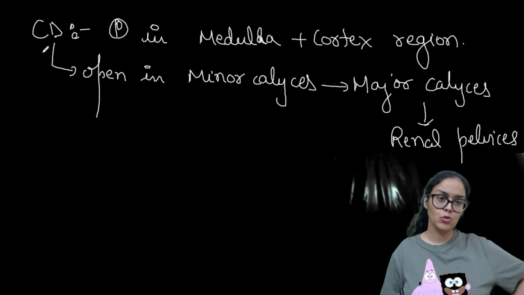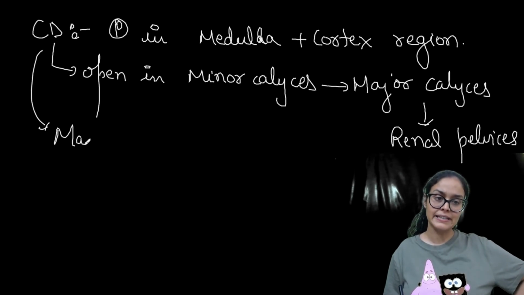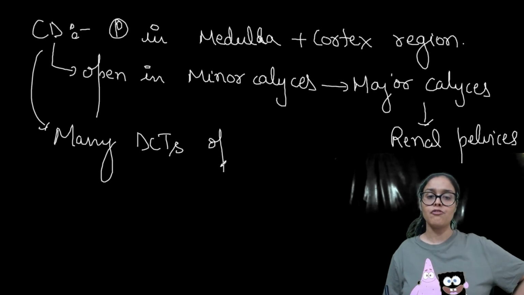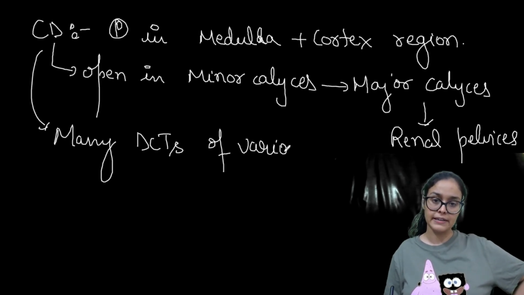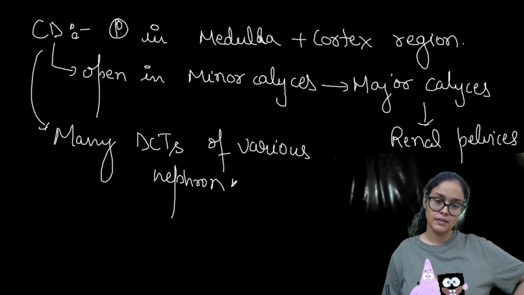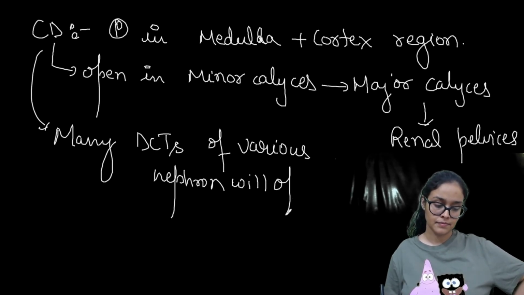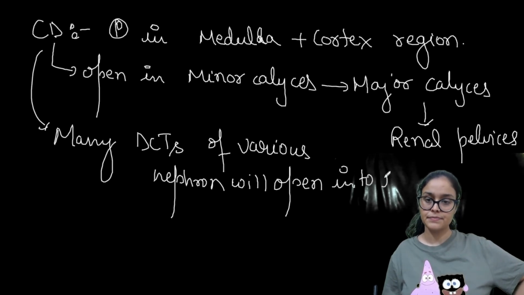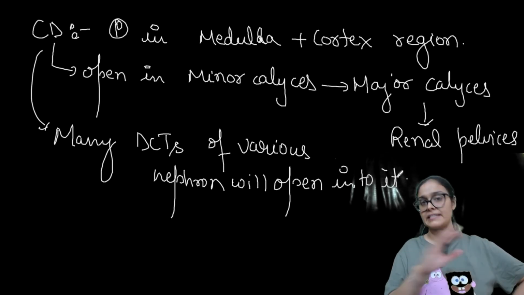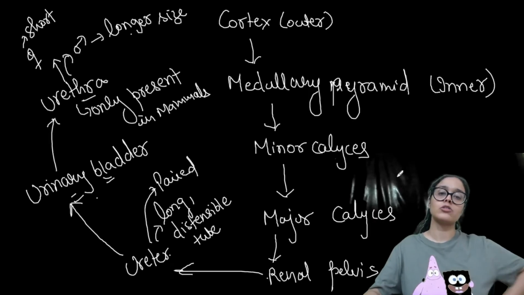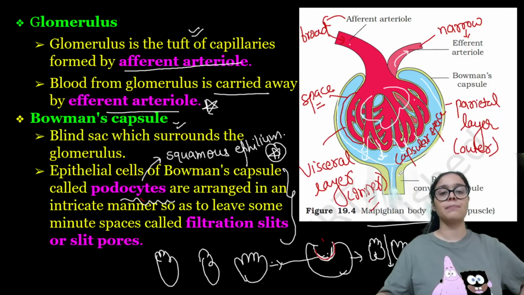और I have told you that many DCTs, many distal convoluted tubules of various nephrons, will open into it. Various nephrons will open into it. That's all. Simple. So this is all about the collecting duct that you have to remember.